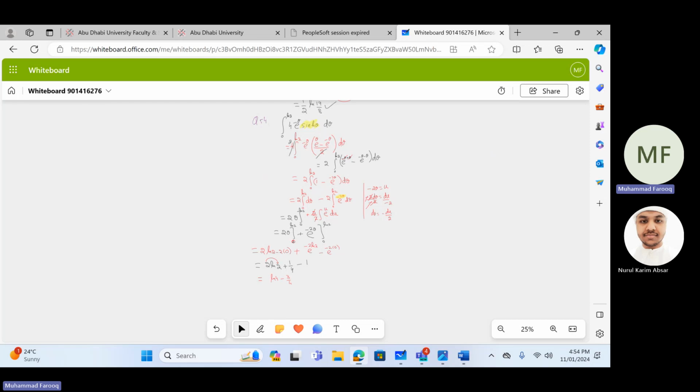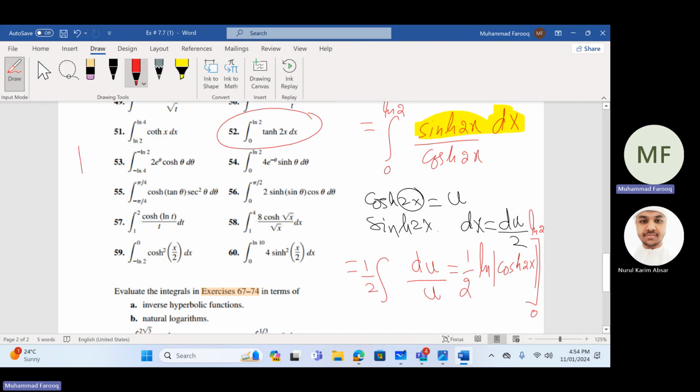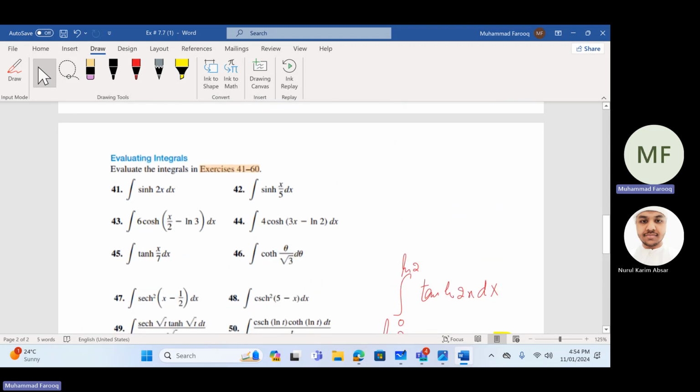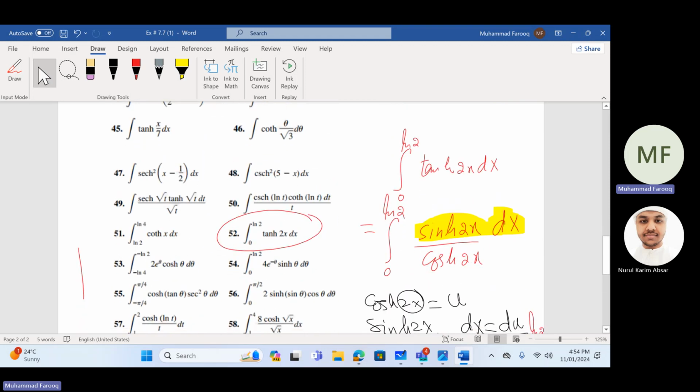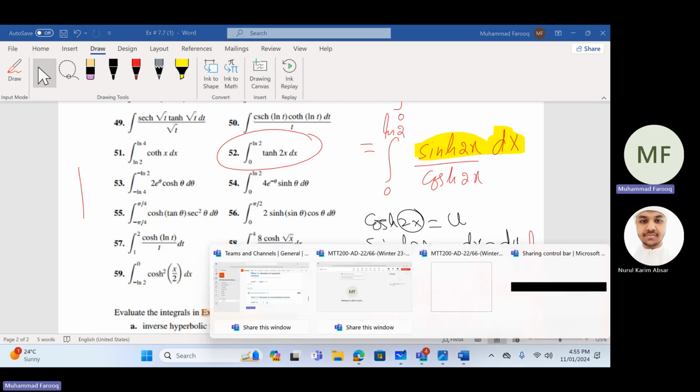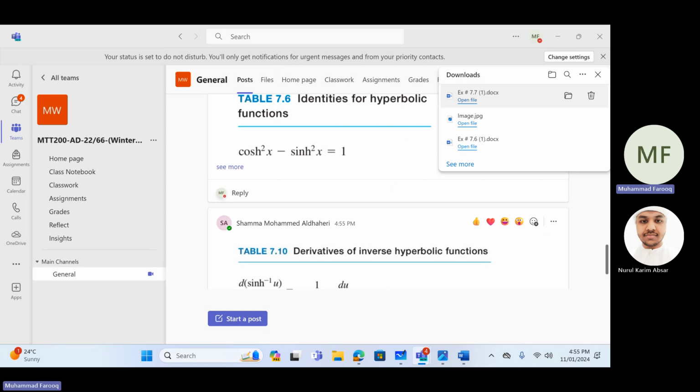So please, my discipline. These are the questions related to 41 to 60. All are questions related to the integration of hyperbolic function. It's simple, just like trigonometric functions integration. Not any difference, please. Don't worry about that. Now, yes, we should look at this. Okay, look at it, please. There's one thing.